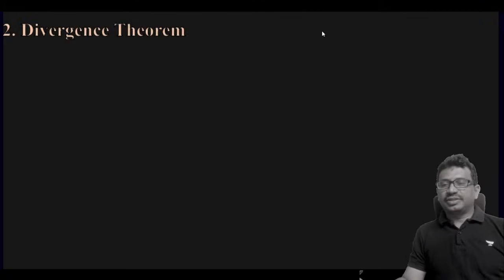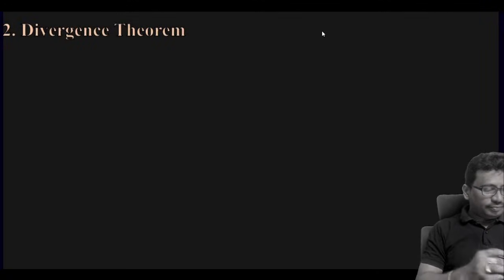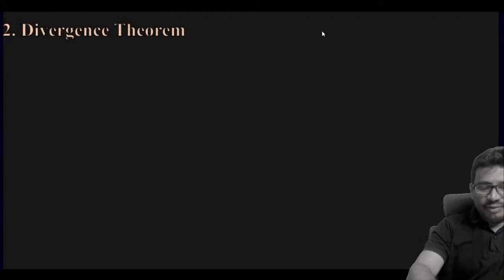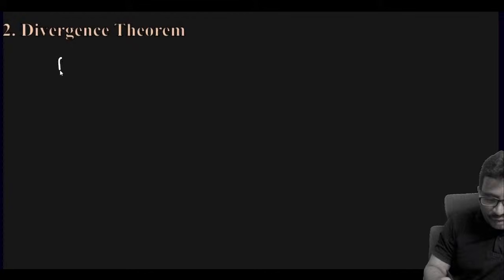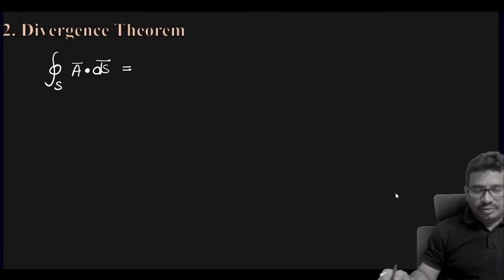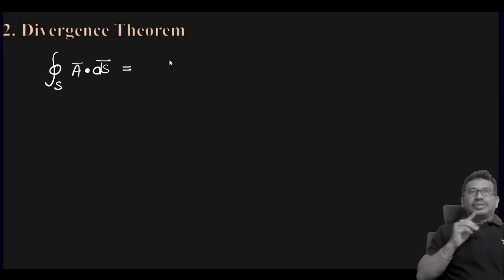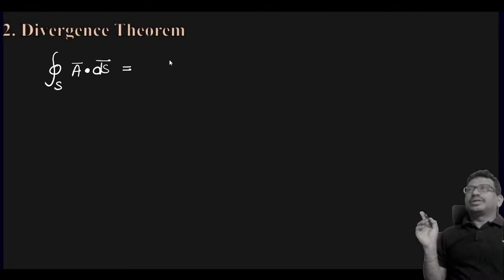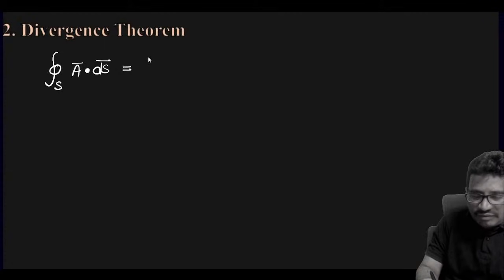Next one, the divergence theorem. What we can do with the divergence theorem is, if I want to find the closed surface integral of A bar dot ds, which is equal to, let us consider Q as a closed surface. How many open surfaces does it have? It will have 6 open surfaces.